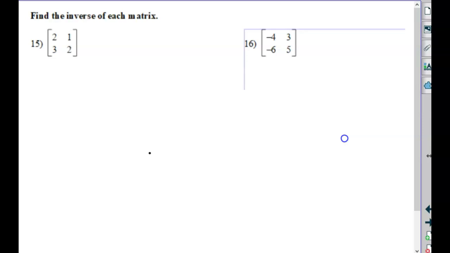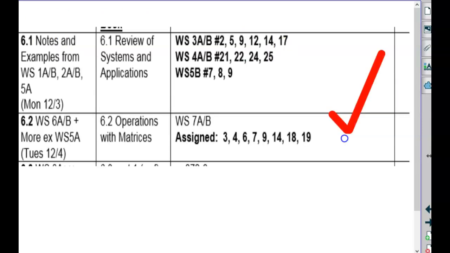Yeah. So remind me that I didn't show you how to do an inverse on the calculator yet when we're together next, because it is on the homework. But this is the homework, worksheet 7. If you want to take time to circle them quick, you only have to do 3, 4, 6, 7, 9, 14, 18, and 19. Very funny.